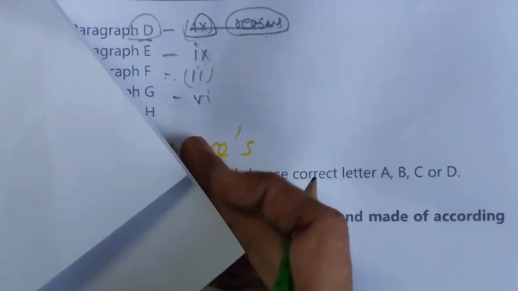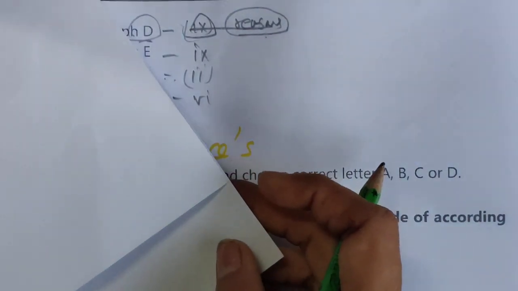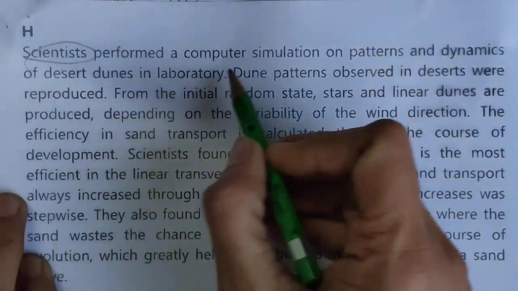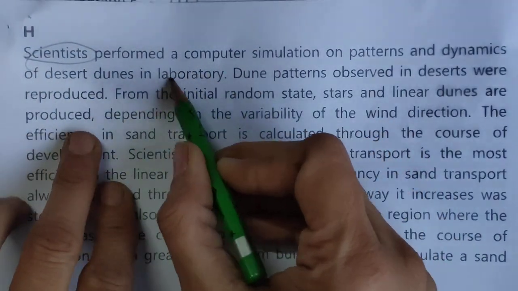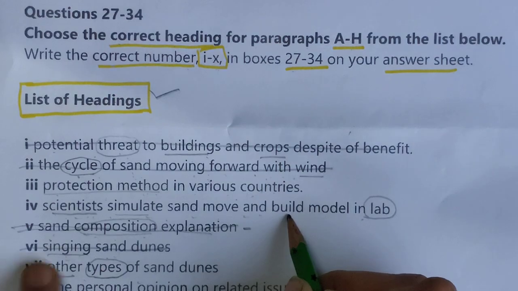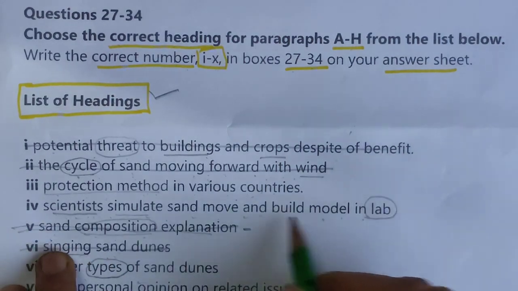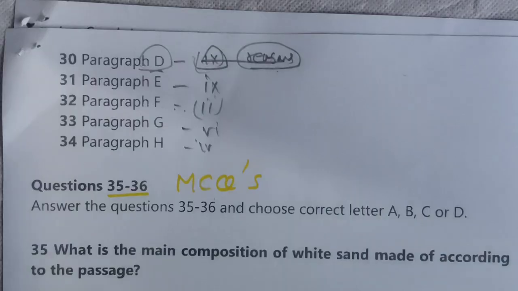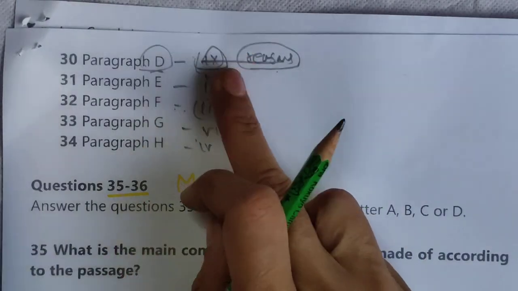Now paragraph H. In paragraph H the word scientist is there, and laboratory is also there, so definitely we can match this. Scientists simulate sand movement and build models in the lab, so this we have also covered. All the things we have covered, only this much is left.